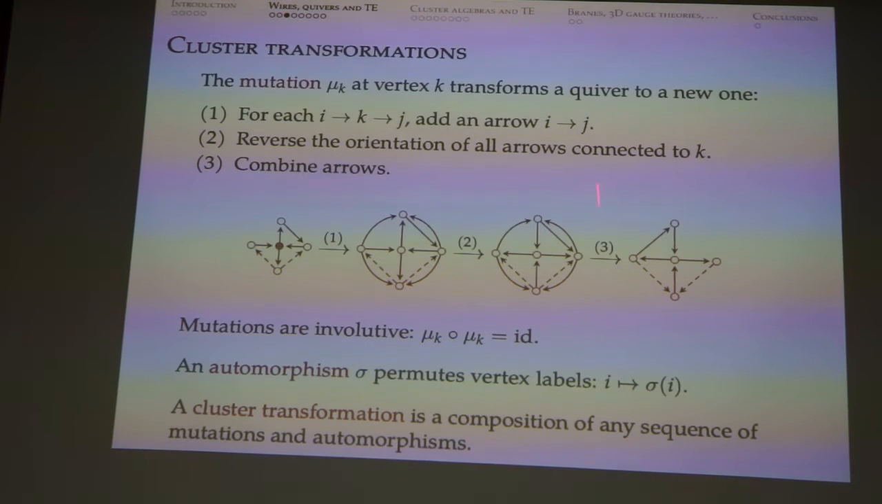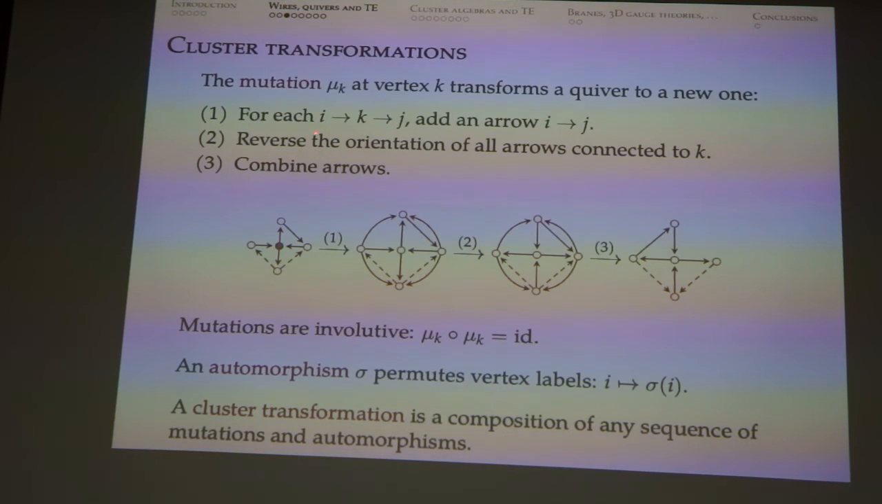Okay, and then given quivers, there are some operations you can apply to them, which are called cluster transformations. Probably I don't really have to explain what these are, but one important thing is the mutation, mu k at vertex k. That's a transformation of a quiver, this directed graph, and produces a new quiver. And the rule is the following.